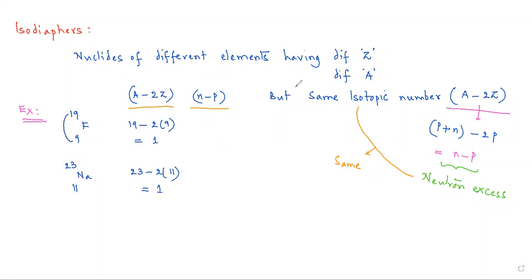Then neutrons minus protons. What is the number of neutrons here? 10. Right. Minus number of protons is very clear, 9. So that comes out to be 1. Calculation, of course, is different. But overall, A minus 2Z is nothing but N minus P. Given it clearly. And how about the number of neutrons in this case? 23 minus 11 is 12. Minus the number of protons, 11. So that is equal to 1. Is that okay?